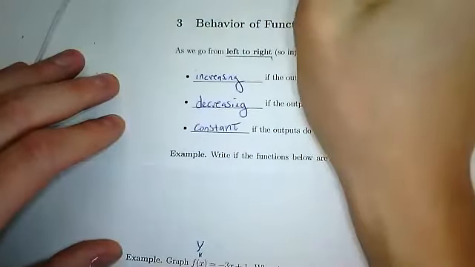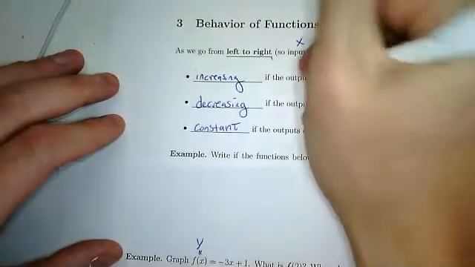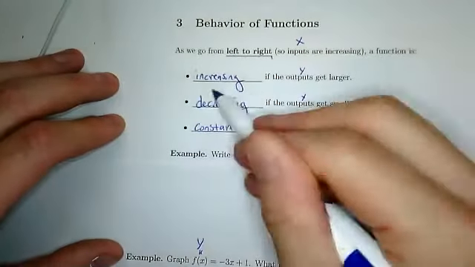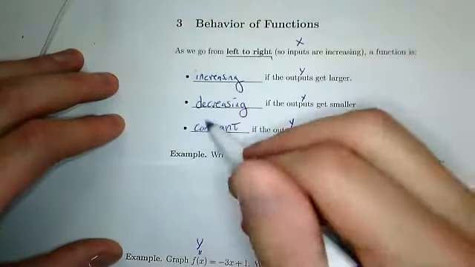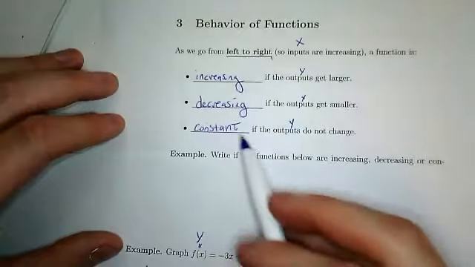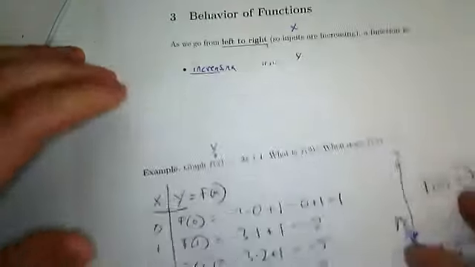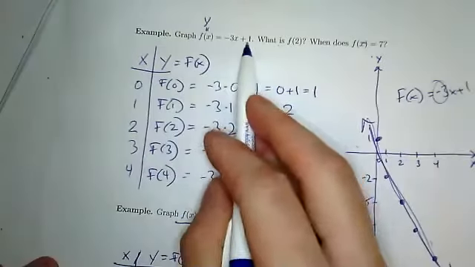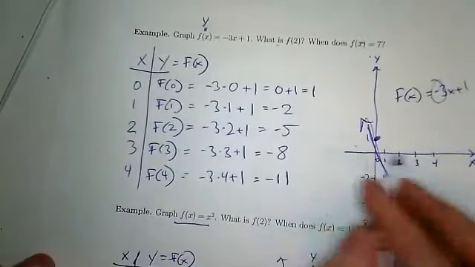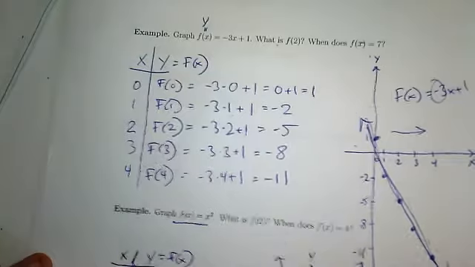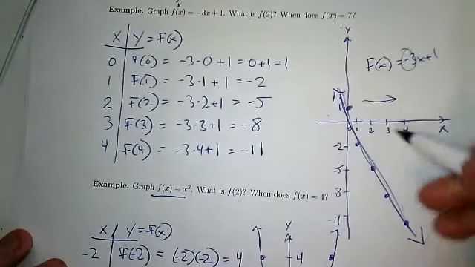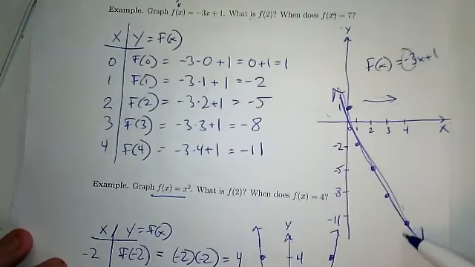So the inputs, remember, in a lot of these cases are the x values, and the outputs are the y values. As the x values increase, the function's increasing if the y values get larger, it's decreasing if the y values get smaller, and it's constant if the y values do not change. So in the second case we did here, with minus 3x plus 1, as I go from left to right, my y values get smaller. They're going more and more negative, and I'm decreasing by 3 each time.